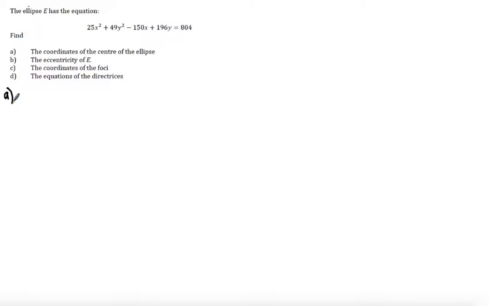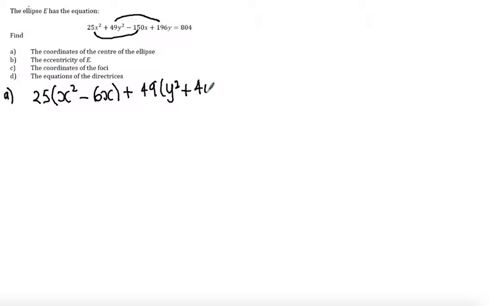So part A, in order to find the coordinates of the centre of the ellipse, I'm going to have to complete the square on these x terms, and on these y terms, and tidy the whole equation up. So first of all, if I factorise 25 from the x terms, I get 25(x squared minus 6x), and then plus, if I factorise 49 from the y terms, I get 49(y squared plus 4y), and this is all equal to 804.